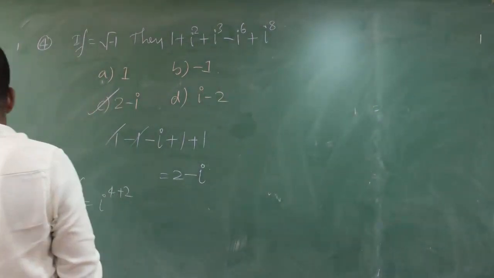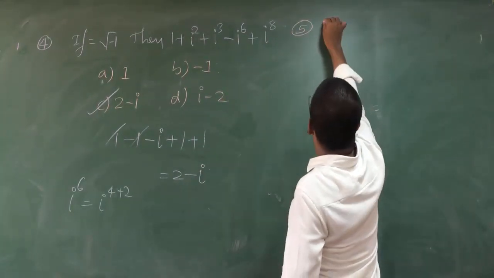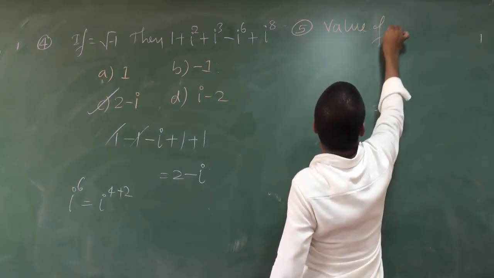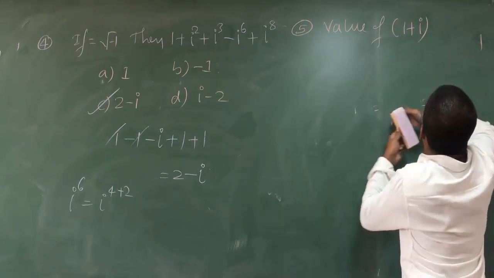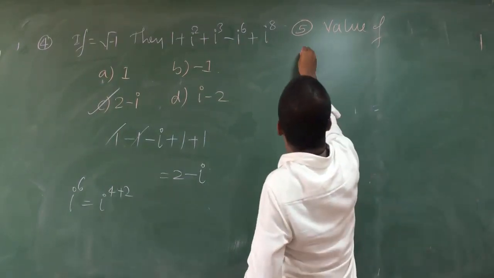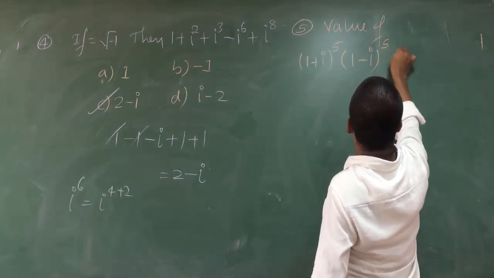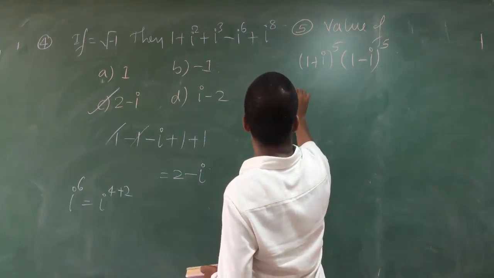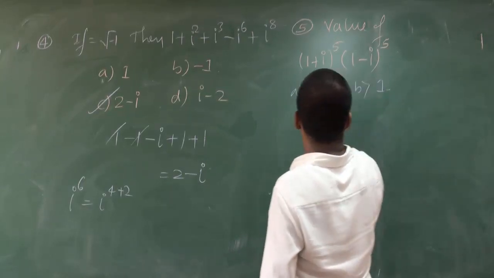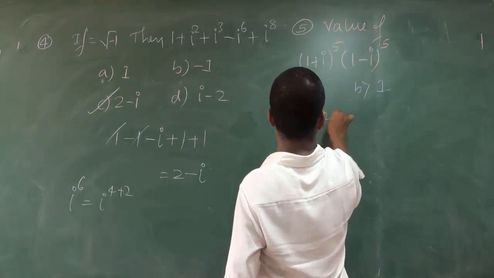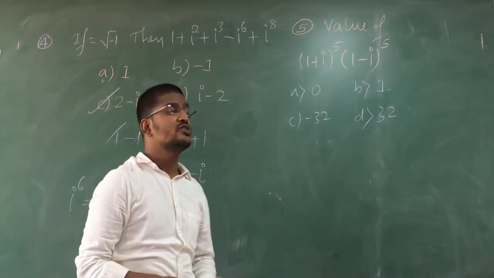Okay. Let us go for 5. Value of (1 plus i) to the power of 5 into (1 minus i) to the power of 5. Option A, 0, option B, 1, option C, minus 32, option D, 32. So this is what your question is here.